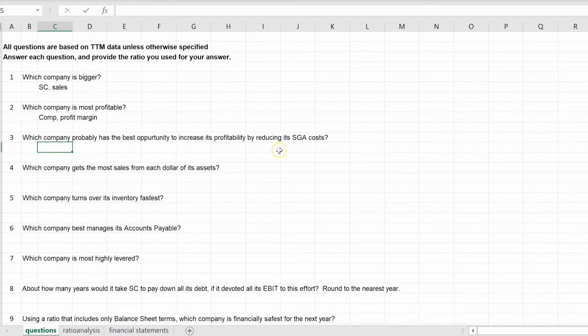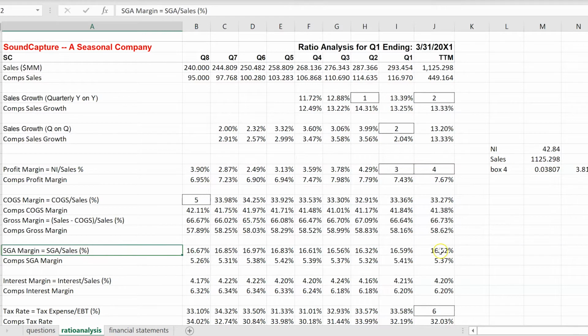Question number 3, which company probably has the best opportunity to increase its profitability by reducing its SG&A cost? All right, in order to solve for this problem, we are going to look at the SG&A margin, because that is how much their SG&A cost is over its total number of sales. All right, so that is right down here. We don't have to solve for anything, it's just given to us right here. So you can see that Sound Capture's is 16% and its comparable company's is 5%.